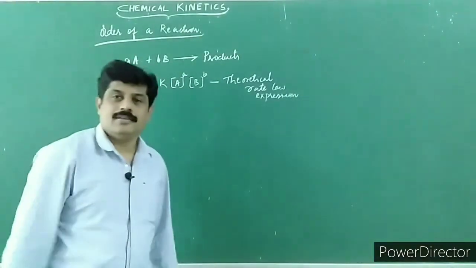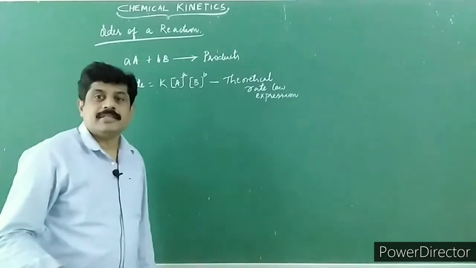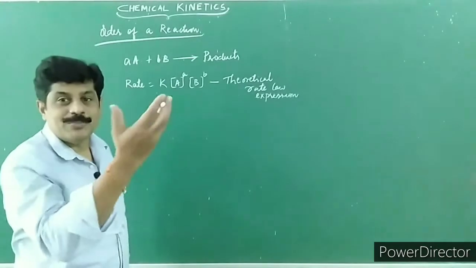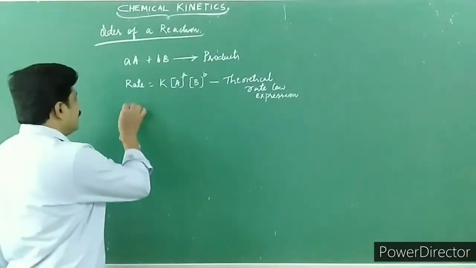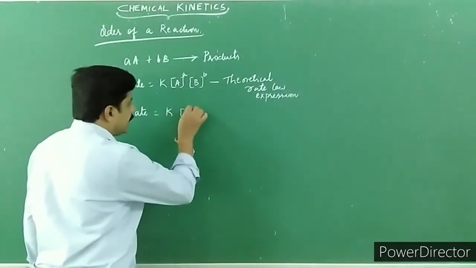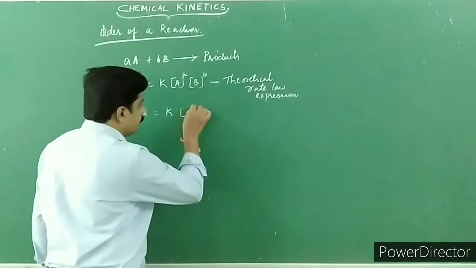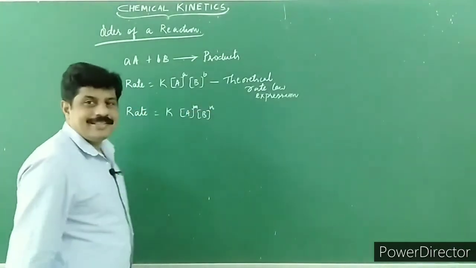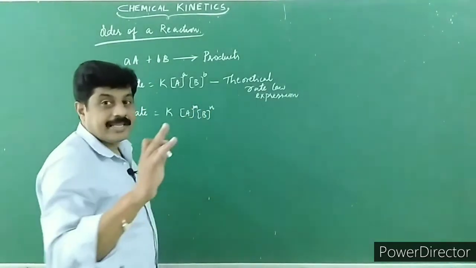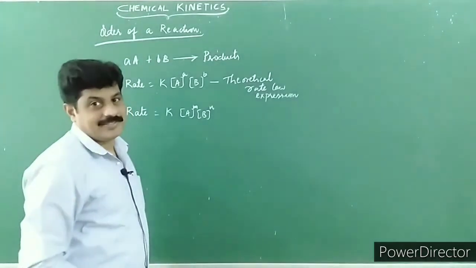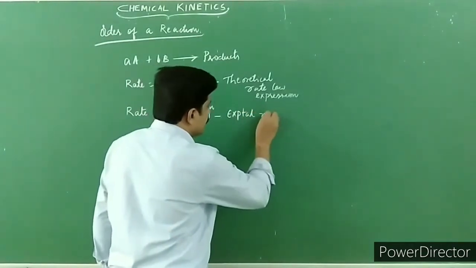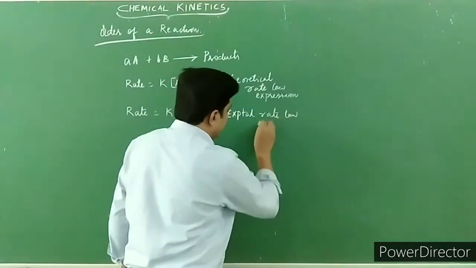Children, remember, in order to write the experimental rate law expression, you need to perform an experiment and then find out the numerical coefficient. In that case, how do I write? Look at here, rate is equal to K into molar concentration of reactants raised to experimentally determined coefficient. Children, in that case, m and n become the experimentally determined numerical coefficients. Now this will become the experimental rate law expression.